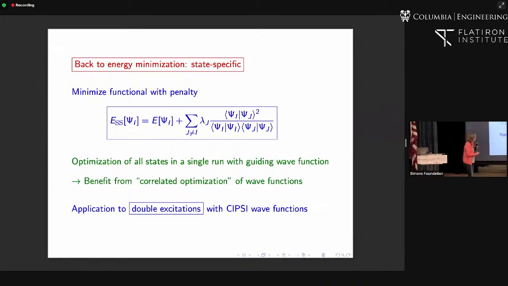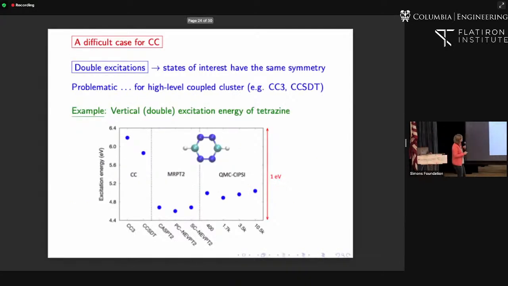Double excitation is really a class of excitation where you need to go to a very high coupled cluster level. So if you're doing CC3, CCSDT, full T, you will still be off. So this is tetrazine. I'm just showing you the vertical excitation energy. The whole scale is 1 eV. Coupled clusters are here. And these are different multi-reference PT2, CASPT2, and FPT2, and that's Quantum Monte Carlo with different wave functions going from 400 to 10,000 determinants, and it's quite stable.